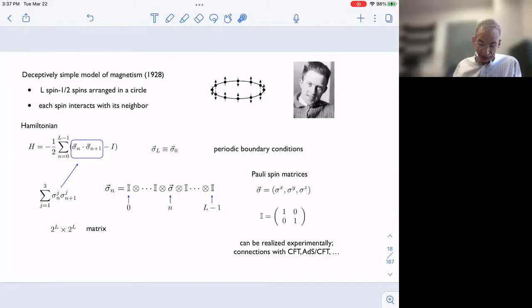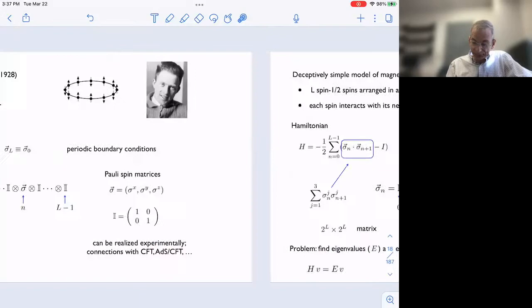And I'd like to argue that this model is perhaps one of the most important models in theoretical physics. It can be realized experimentally, and it appears in many, many contexts, including connections with conformal field theory, with AdS/CFT, and well, there's a very long list of things where this model just appears.